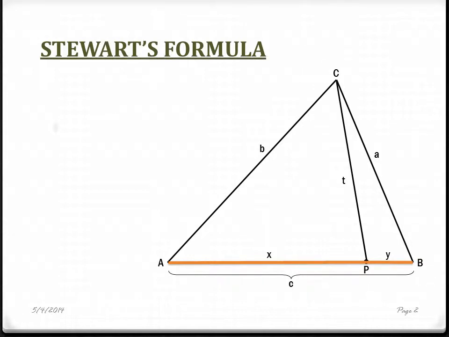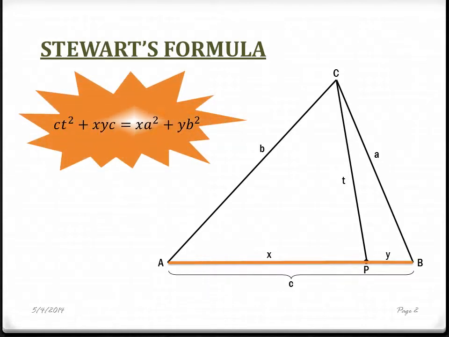It says that C T squared plus X Y C equals X A squared plus Y B squared. It's important to note that the line segment T is not necessarily a median, angle bisector, or altitude of triangle ABC. We will discuss a special situation later.